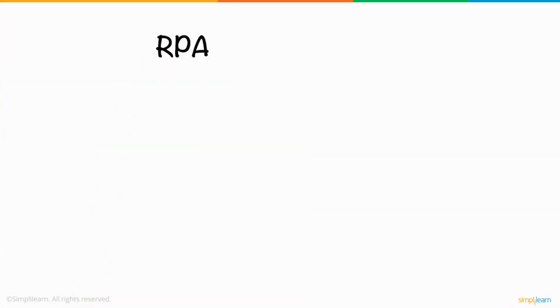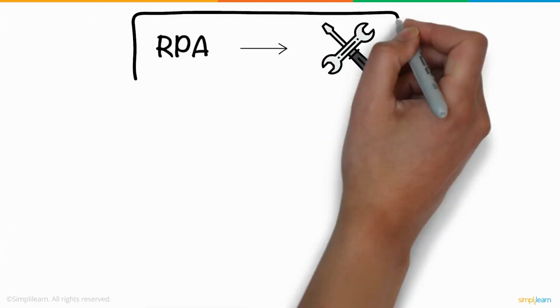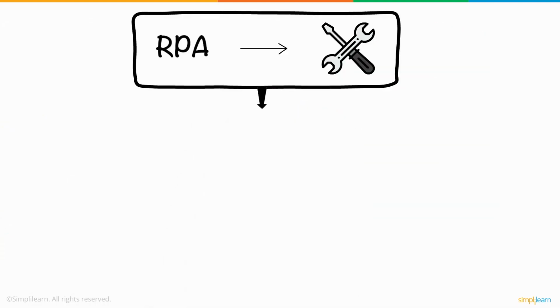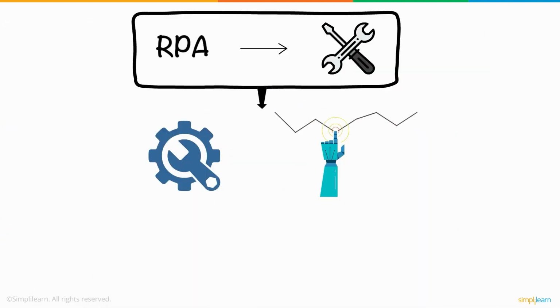There are tools that are used to meet the objectives of RPA. These tools are software applications that can configure tasks and automate them. Popular examples of these tools are UiPath, Automation Anywhere, Blue Prism, WorkFusion, and many more among others.